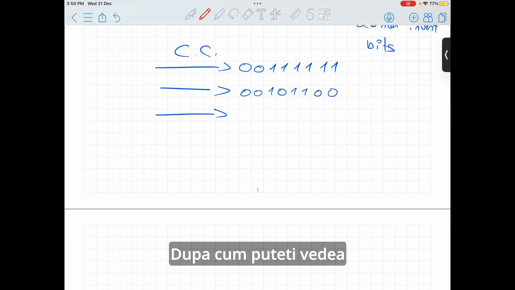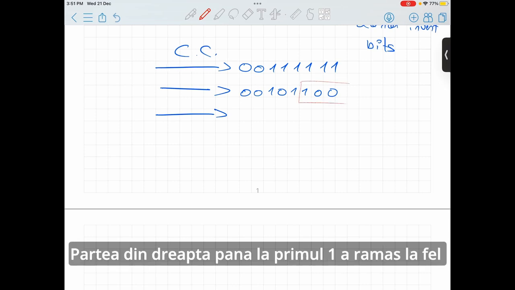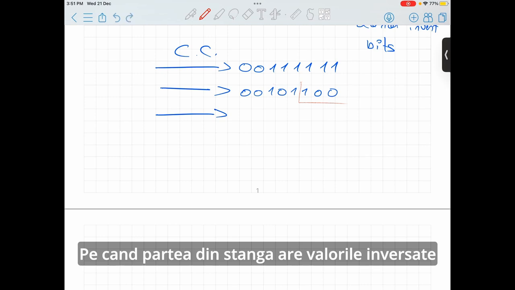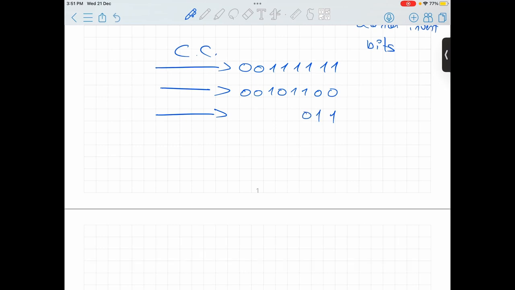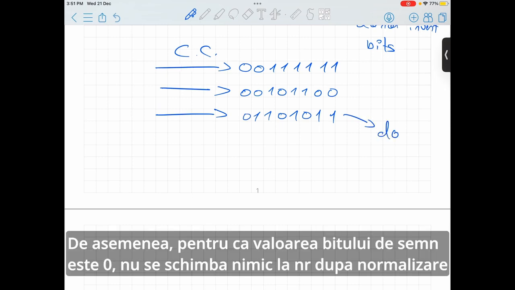So as you see, this part remains the same, while this part got inverted. And if we do the computation, the result will be the following. And also in this case, we do not invert the bits.